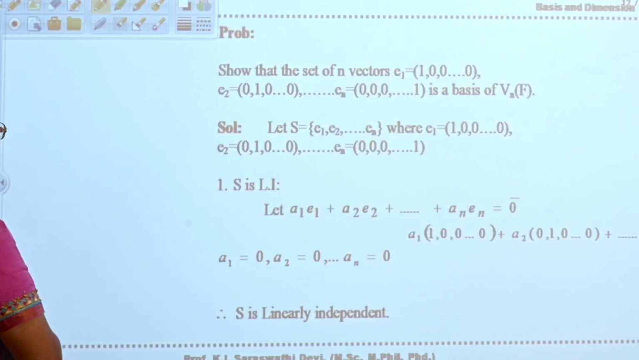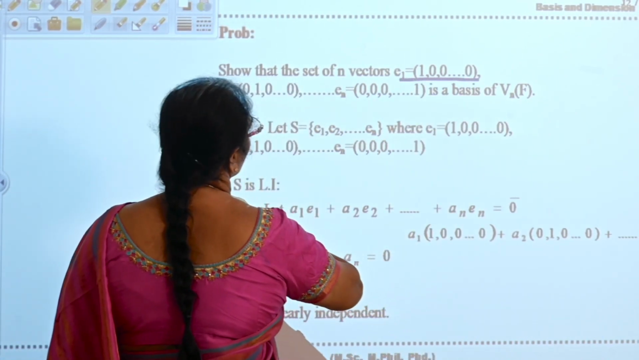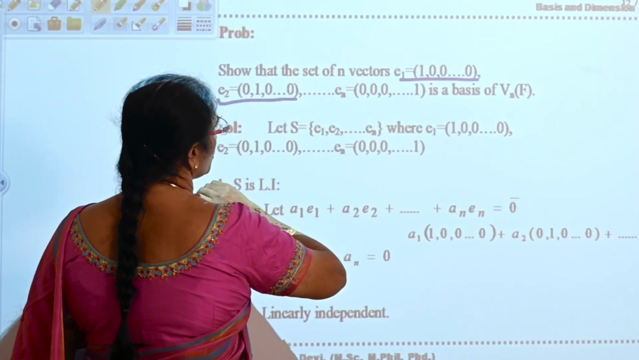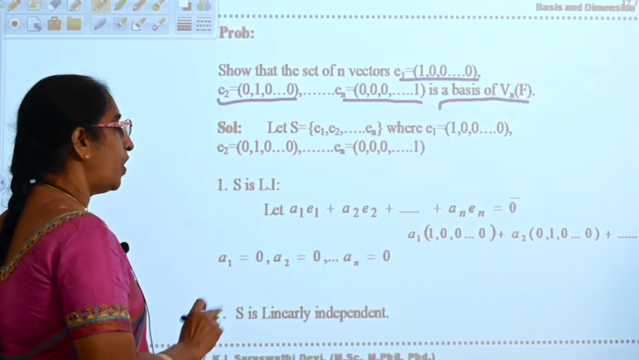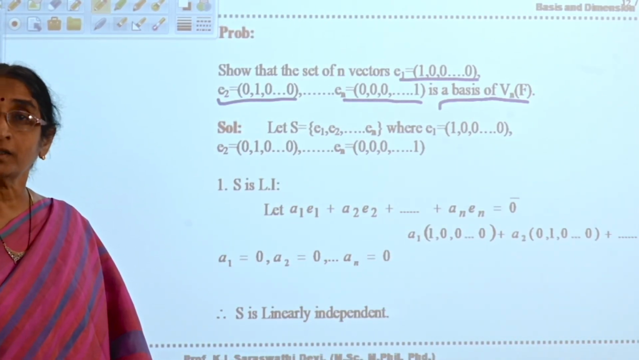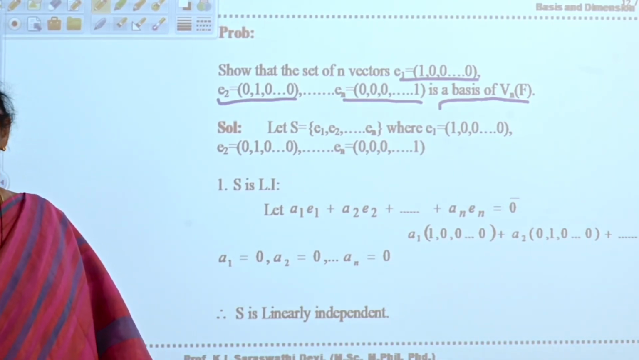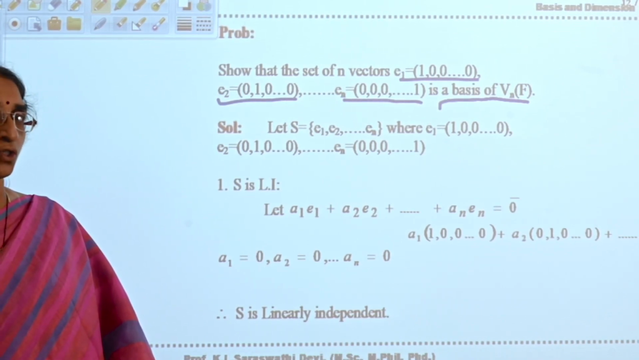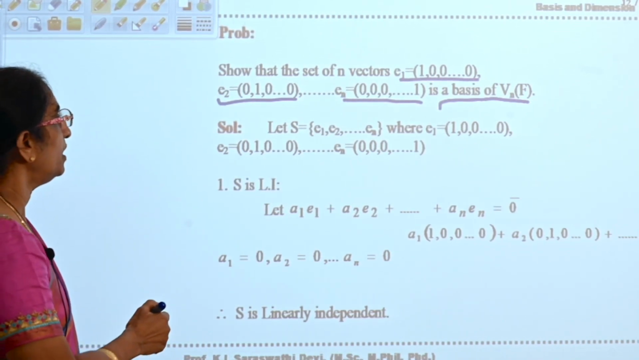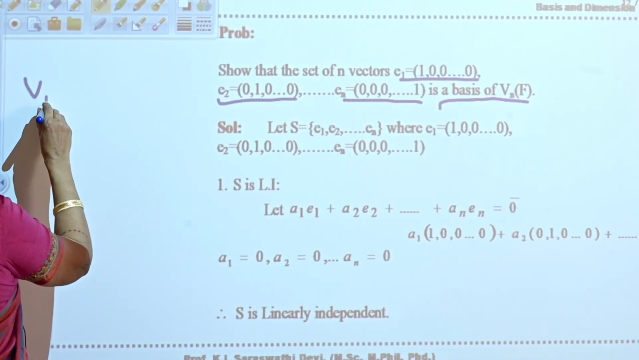Now next, see this problem. Show that the set of n vectors E1 = (1, 0, 0, ..., 0), E2 = (0, 1, 0, ..., 0) and so on, En, is a basis of Vn(F). Already I showed for the three-dimensional vector space, that is V3(R) or R3(R), that (1,0,0), (0,1,0), (0,0,1) is a basis. Similarly here this will be the basis of Vn(F).